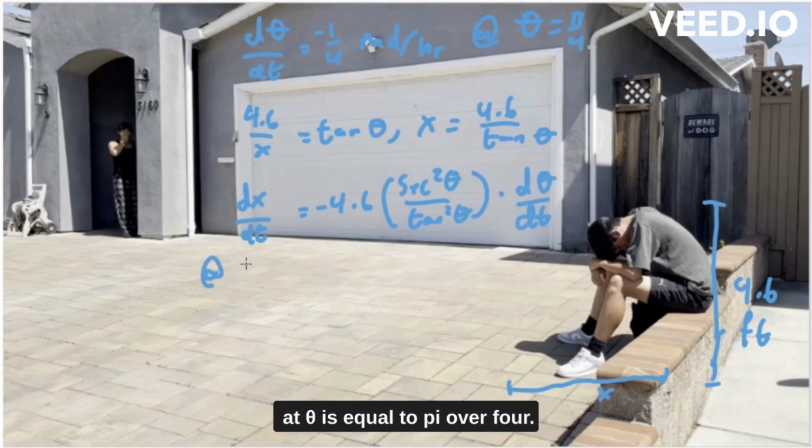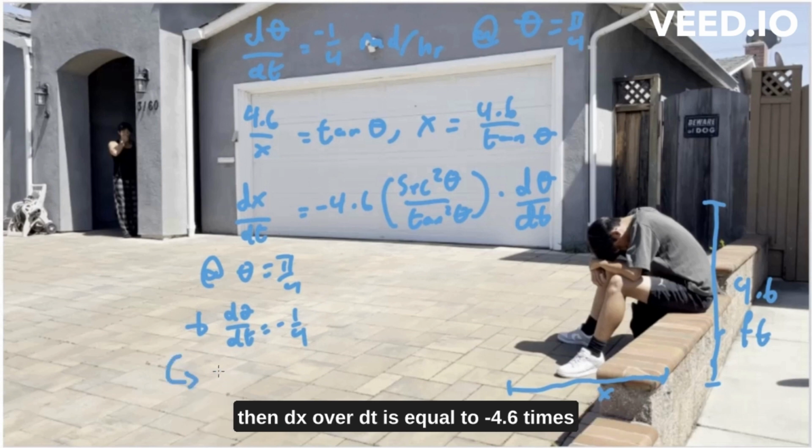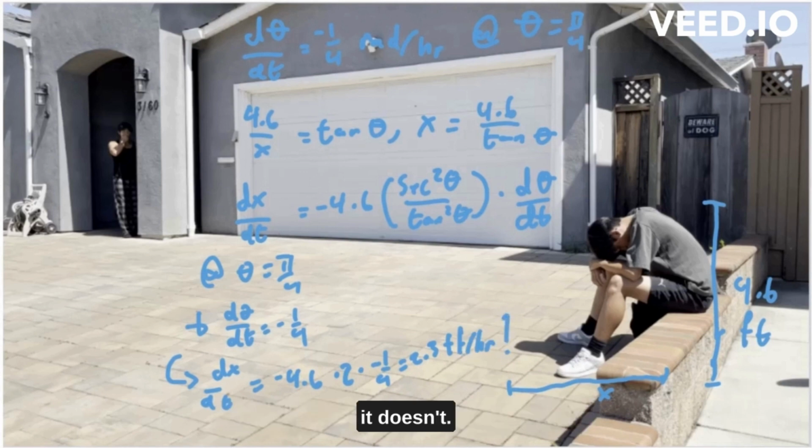At theta equal to pi over 4, and using d theta over dt equal to negative 1 over 4, then dx over dt is equal to negative 4.6 times 2 times negative 1 over 4, which is equal to 2.3 feet per hour. Now, how does that solve this problem? It doesn't. Welcome to calculus.